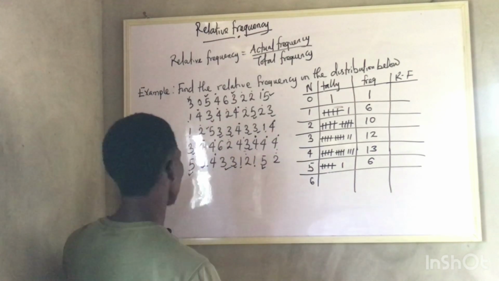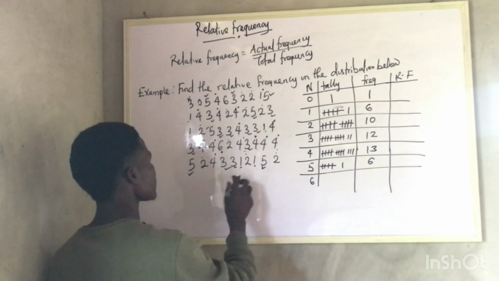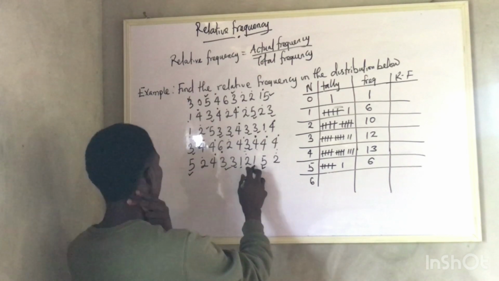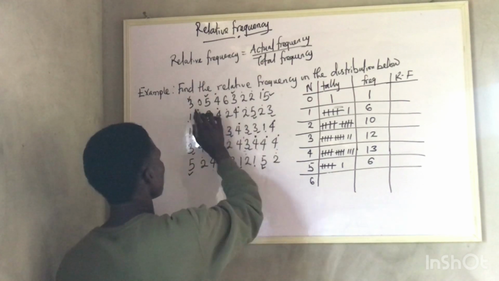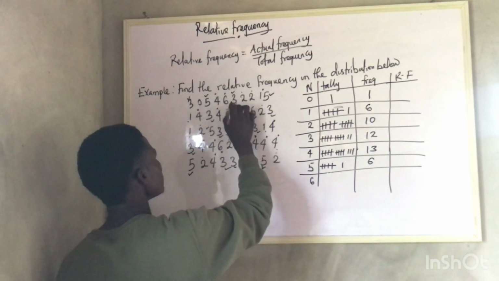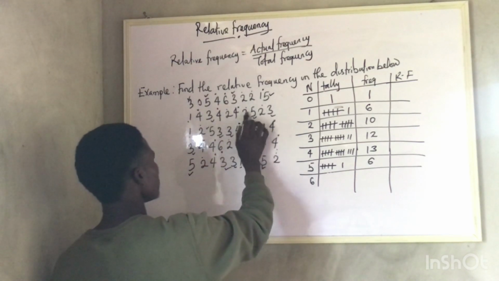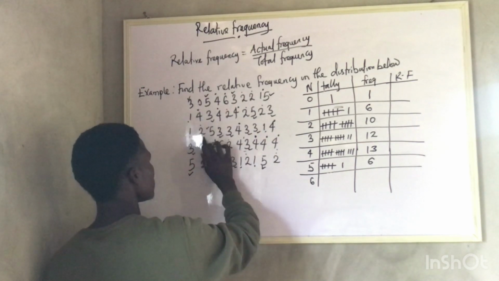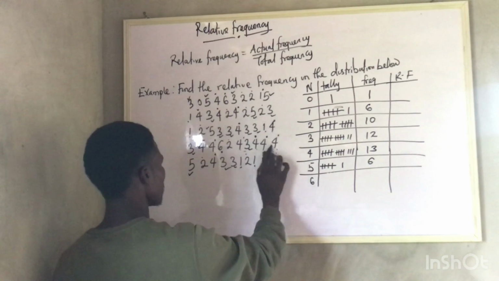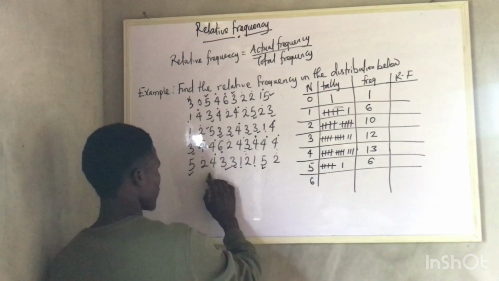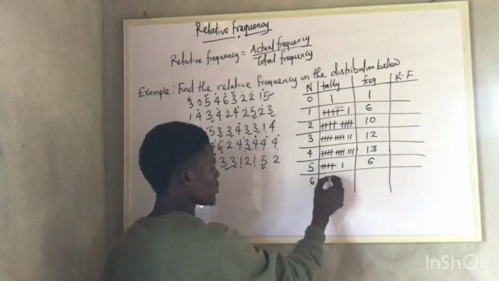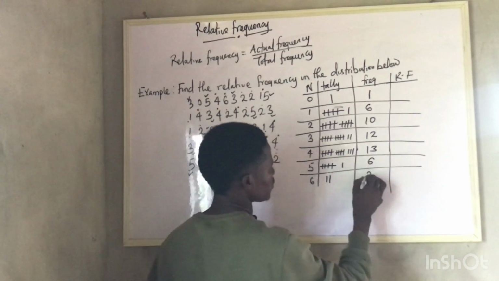Then 6. How many times now? Okay, let me start from here. This is 1. Okay. This is 2. So 6 occurs 2 times. So let's add up.